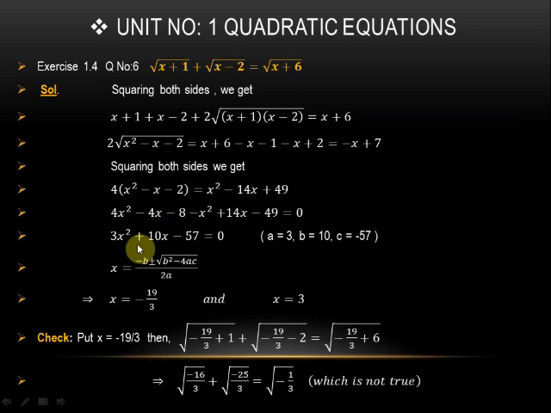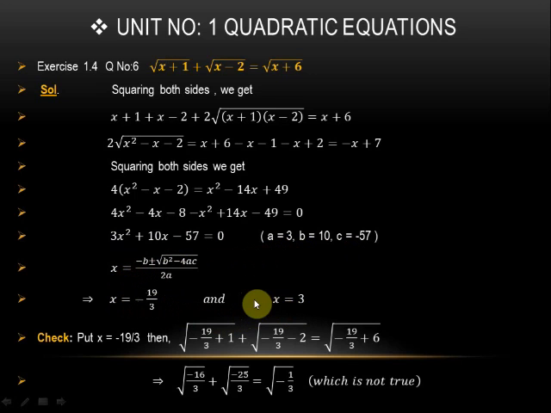By using the quadratic formula, the coefficient of x square is a equals 3, the coefficient of x is b, and the constant c is equals to minus 57. So substitute the values of a, b, c in the quadratic formula. On substituting these values and by further simplification, we will get the first root x is equals to minus 19 by 3 and the second root x is equals to 3.